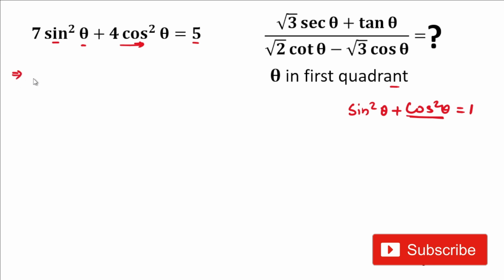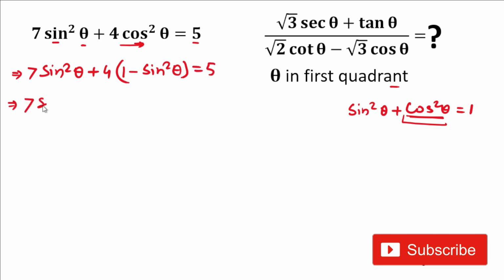So we'll write it here. It is 7 sin square theta plus 4 multiplied by, in place of cos square theta, we can write 1 minus sin square theta, and that's equal to 5. Now we'll solve it. It is 7 sin square theta plus 4 into 1, that is 4, and minus 4 sin square theta, and that is equal to 5.